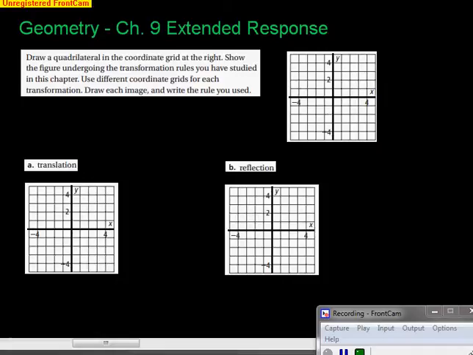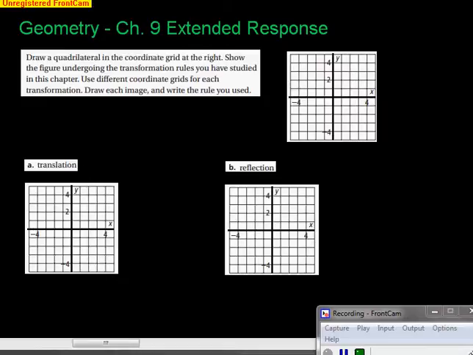Alright, so this video is for geometry. We're taking a look at an extended response type question from Chapter 9, and here it is. It says, draw a quadrilateral in the coordinate grid at the right. Show the figure undergoing the transformation rules you have studied in this chapter. Use different coordinate grids for each transformation. Draw each image and write the rule you used.